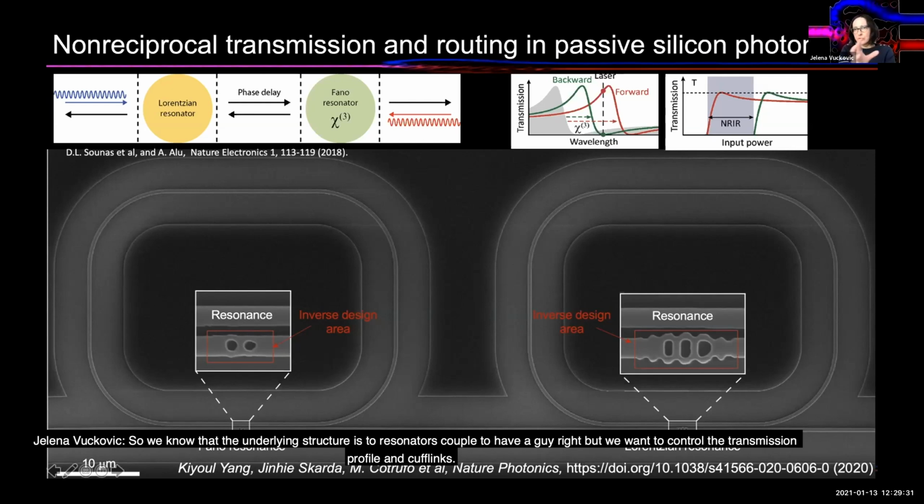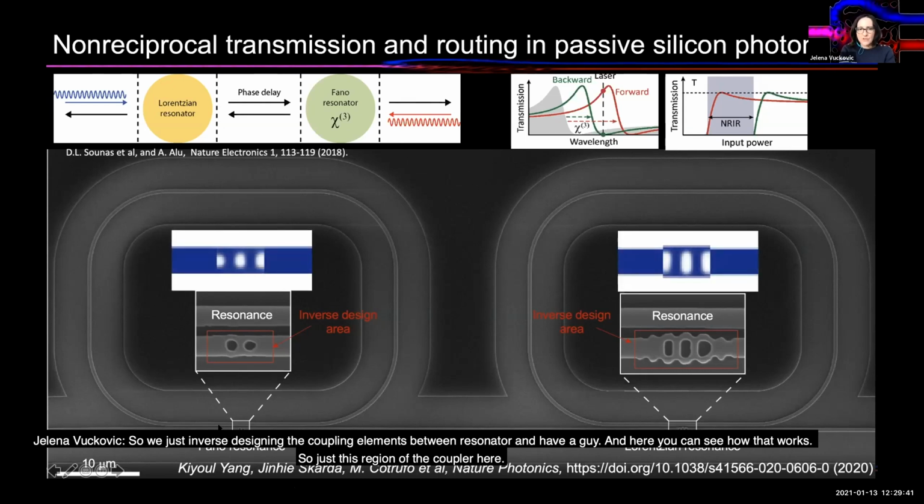But we want to control the transmission profile and couplings. So we just inverse design the coupling elements between the resonator and the waveguide. And here you can see how that works. Just this region of the coupler here. The resonator itself didn't change because the resonator is good enough already. But you want to do that in such a way that you're not degrading the Q factor of the resonator.